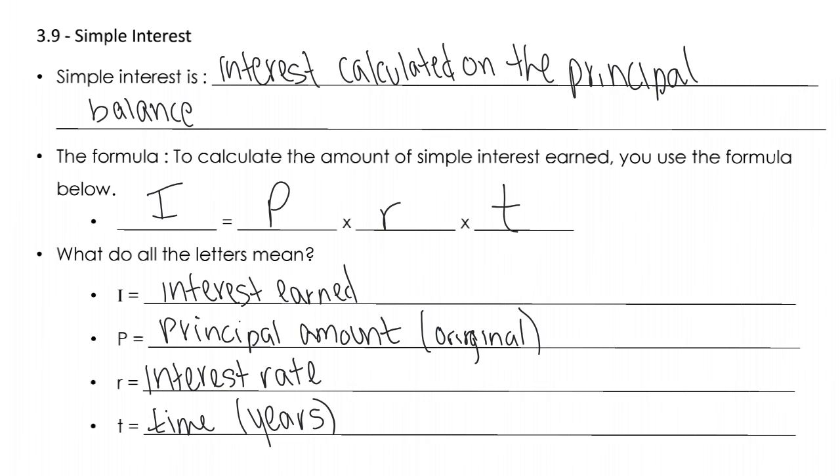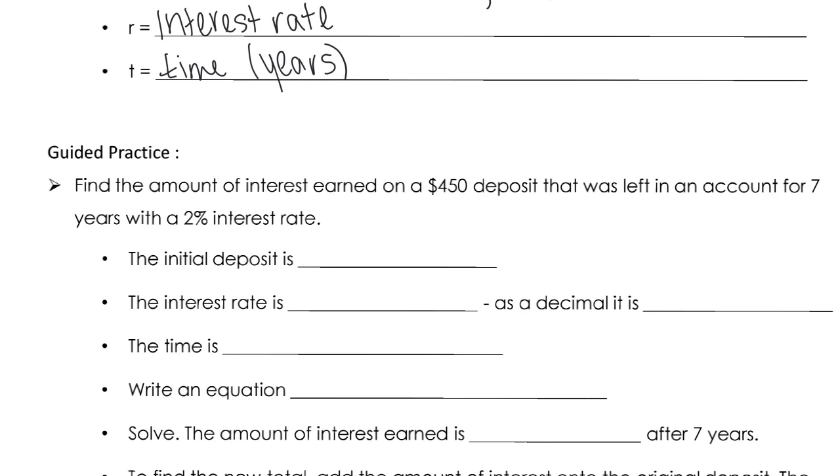Okay, so you won't ever see me write it out with little multiplication symbols. It'll just be I equals PRT. And I will always write the formula before I do anything, just so I can remember and get comfortable with it. So let's do one.